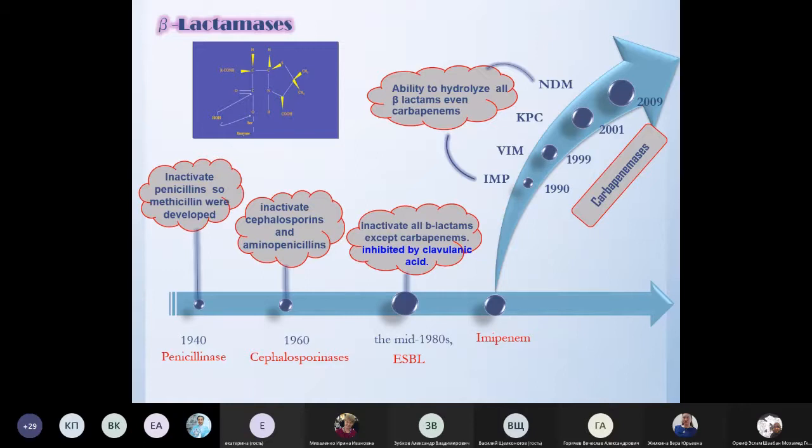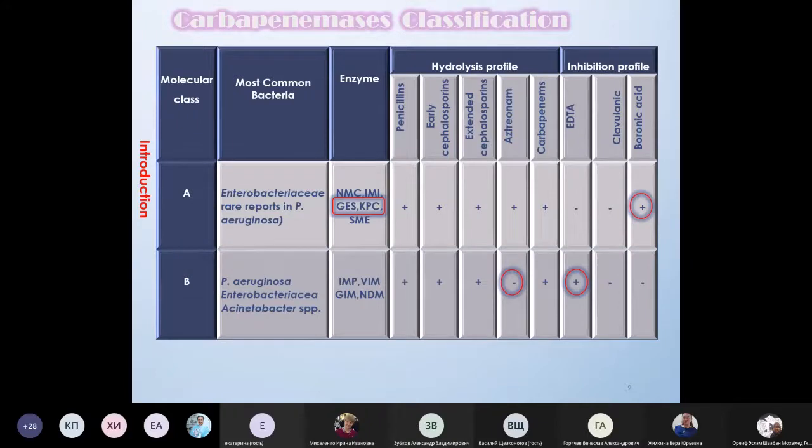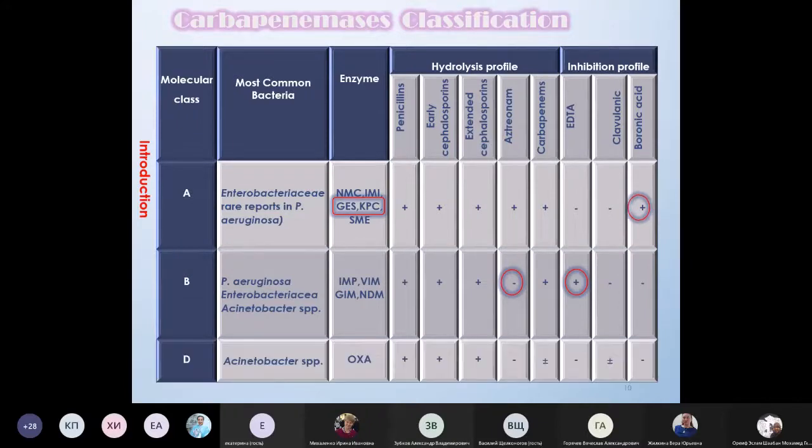And last, the carbapenemases, which are certain types that are resistant to imipenem and meropenem. All of these enzymes have the ability to hydrolyze all beta-lactams, even carbapenem, so they are called carbapenemases. There are different types of carbapenemases and certain types of bacteria.